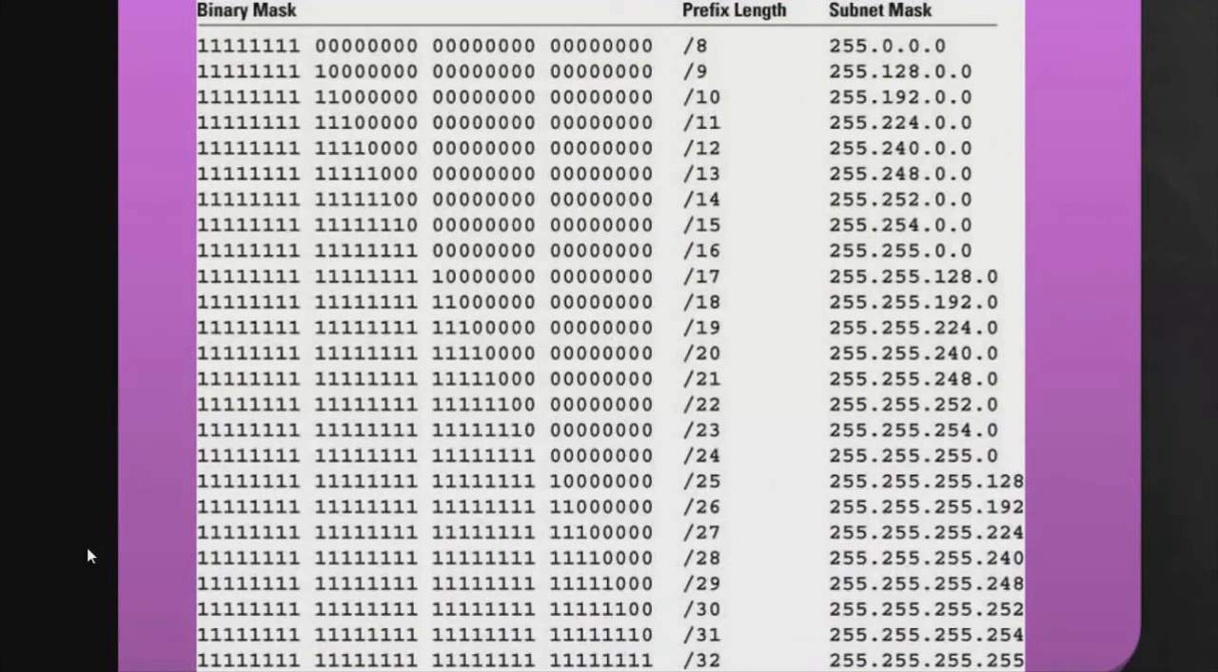Now, what you can see here is what we call CIDR notation, where there are binary masks at the left side, and in the middle is what we call the prefix length, where we have a 32 prefix length over there, and a subnet mask as well. So this is what we have in IPv4 classless, or what we call CIDR.